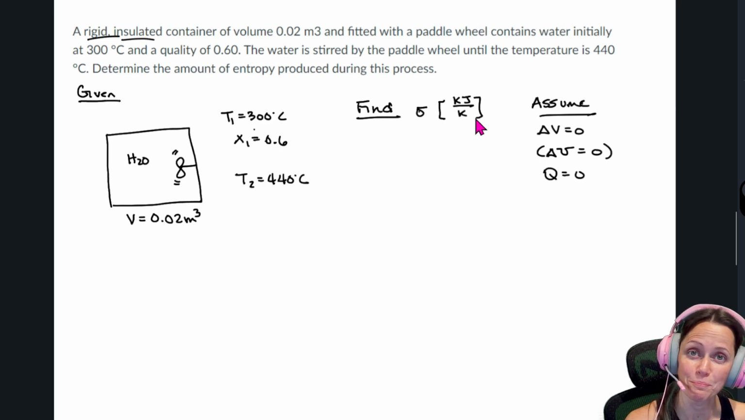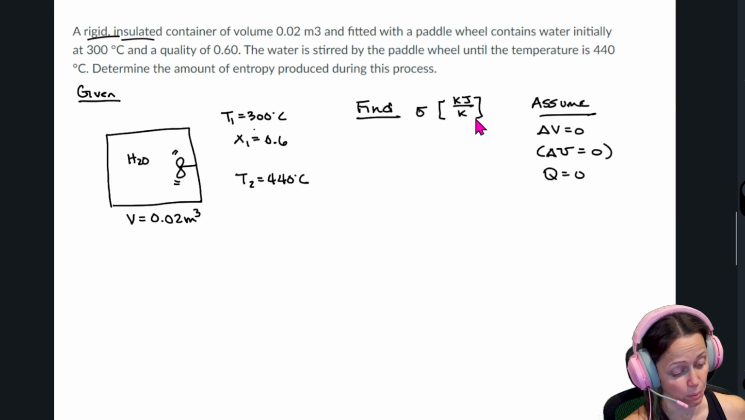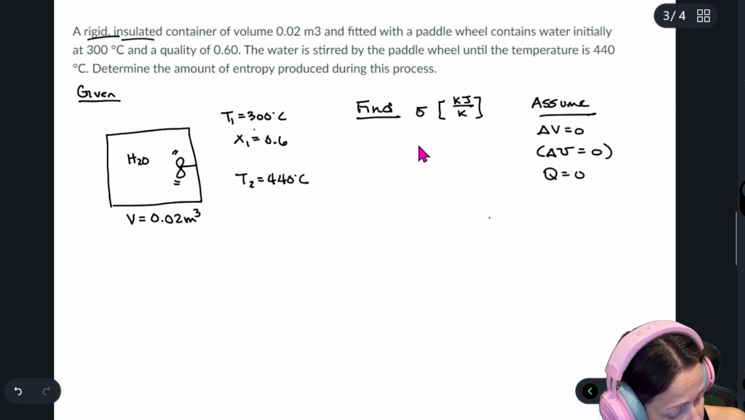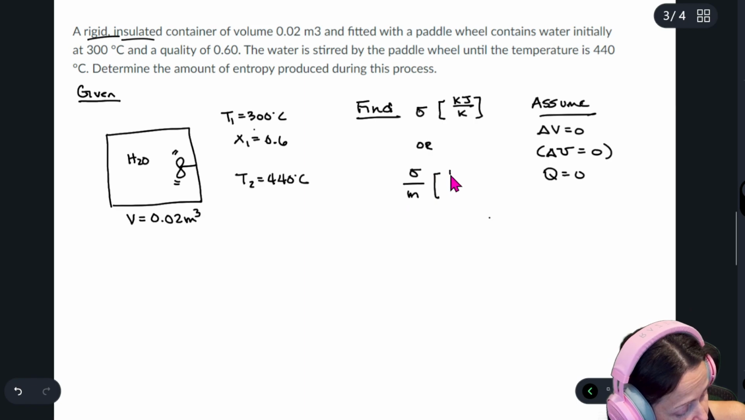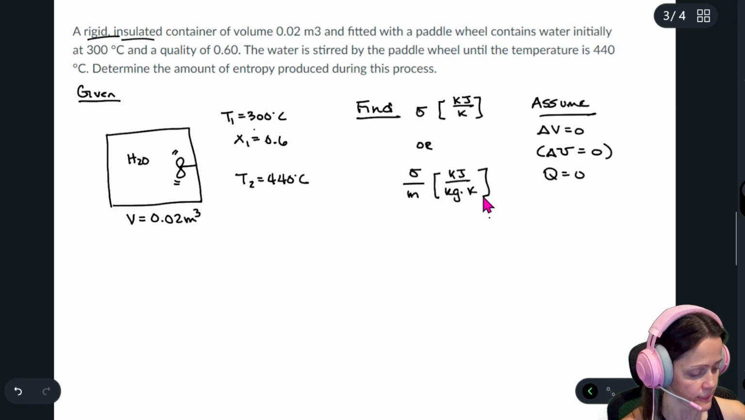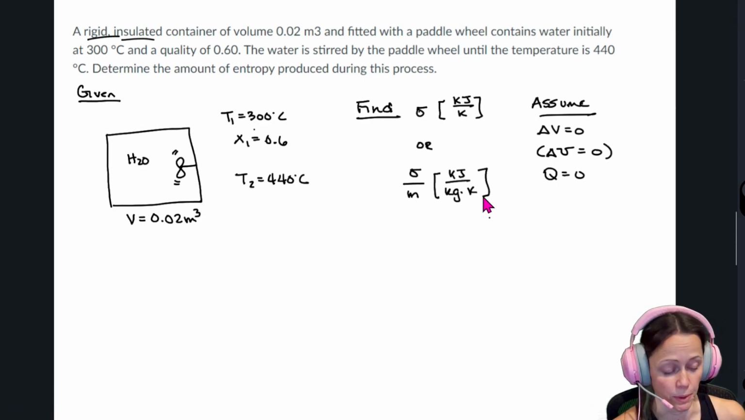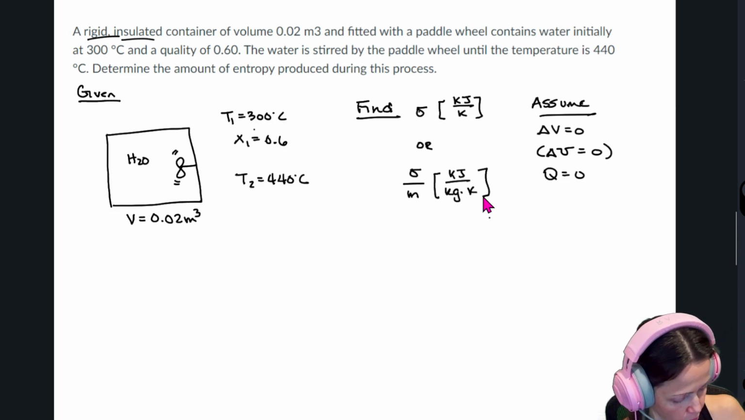Well, I tell you what. If I don't give you units, and I say the amount of entropy produced, you can give me sigma or you can give me sigma over mass. So I'll just say either one in this case because I don't specify what I'm looking for. Either one would be perfectly fine, and I'll show you how to do both. All right, given, find, assume, here's my solution.